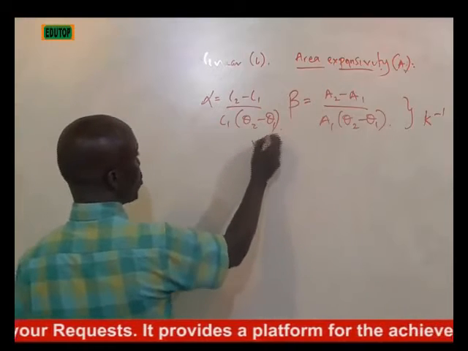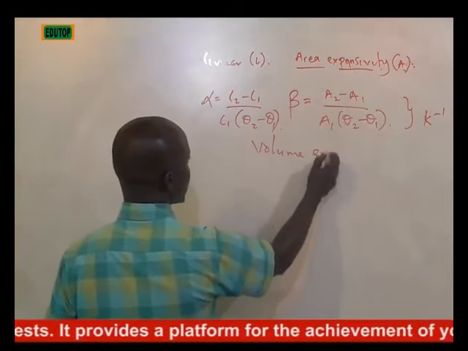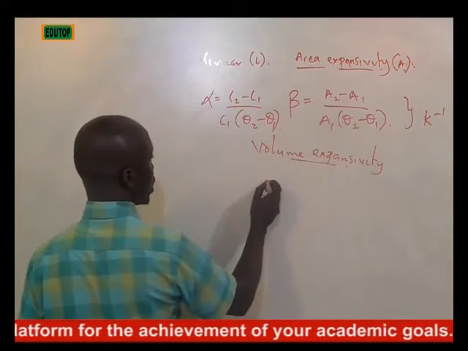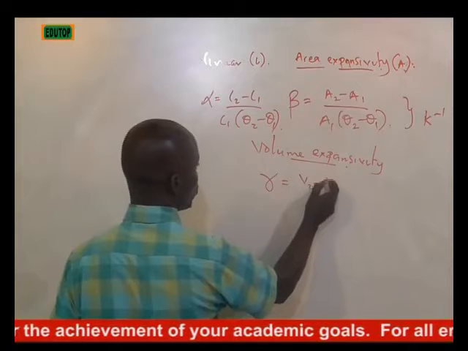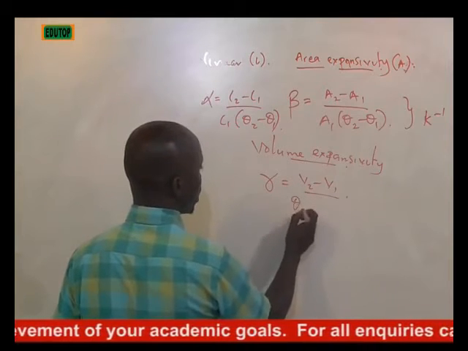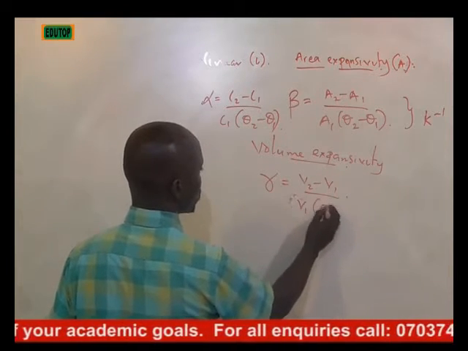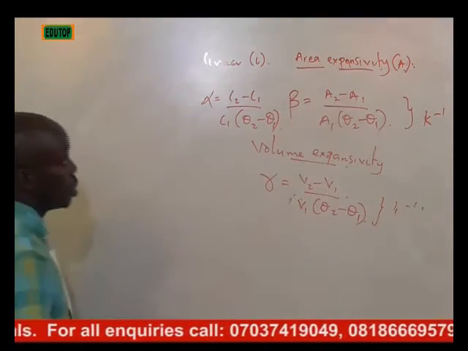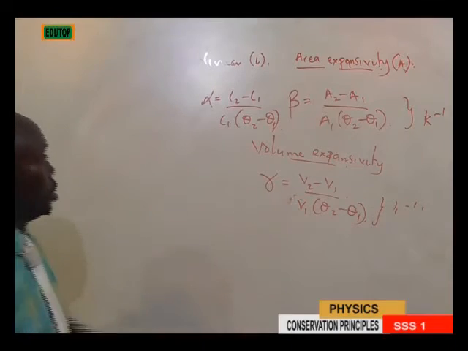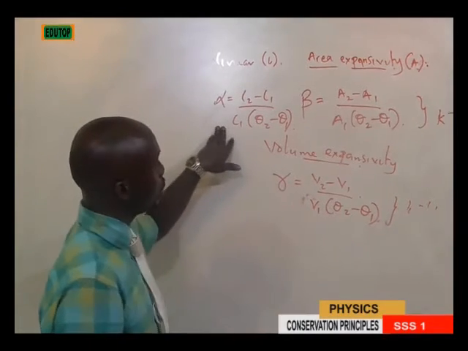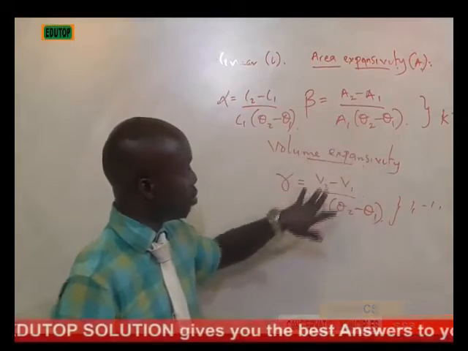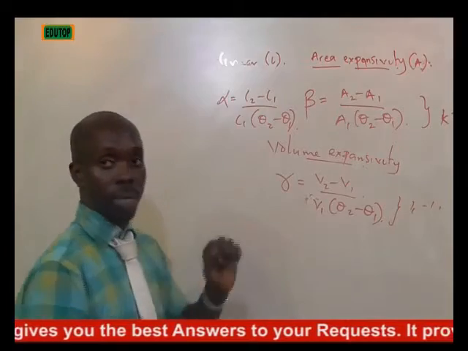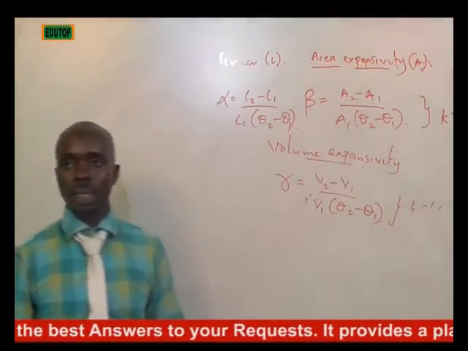Now the third one is your volume expansivity. That one is given by gamma. Gamma equals V2 minus V1 all over V1 into θ2 minus θ1. They are all known as formulas for calculating expansivities, whether it's linear, area, or volume. Linear expansivity, area expansivity, and volume expansivity. So that has answered that.